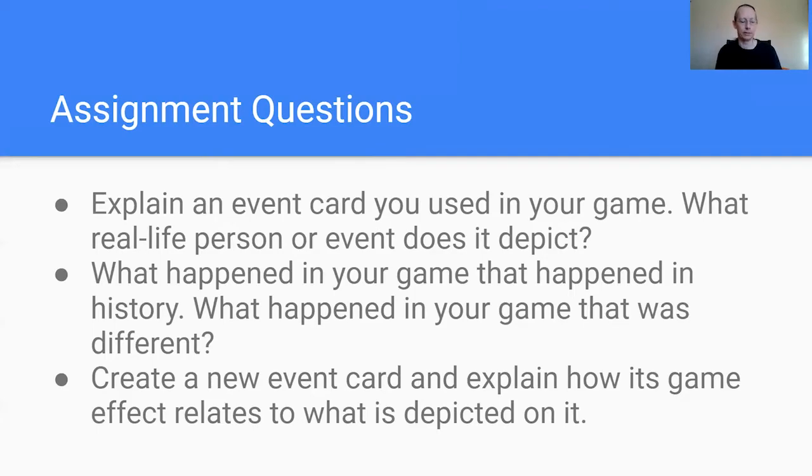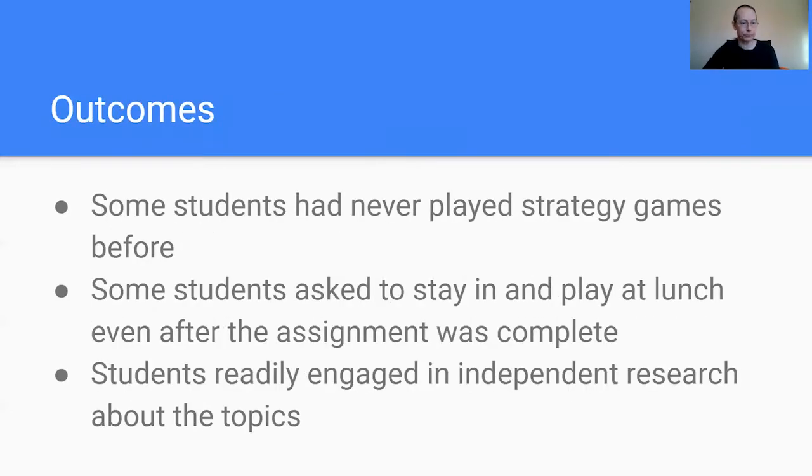So there's a lot of independent research being done by the students, looking into who was around at the time and what other things happened that I can make a card for and do something in the game to go along with. So there's a lot of engagement in not just the game, but also the history that the game was describing. Some of the outcomes: some students who never played strategy games before got to play, and they came in and played at lunch quite frequently.